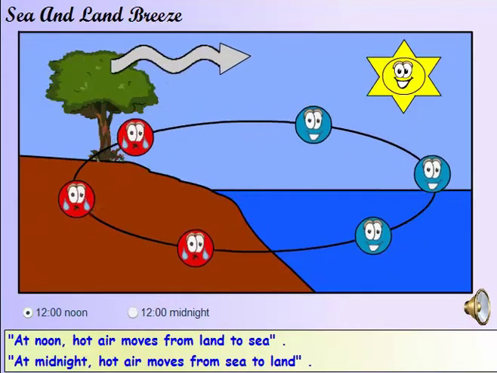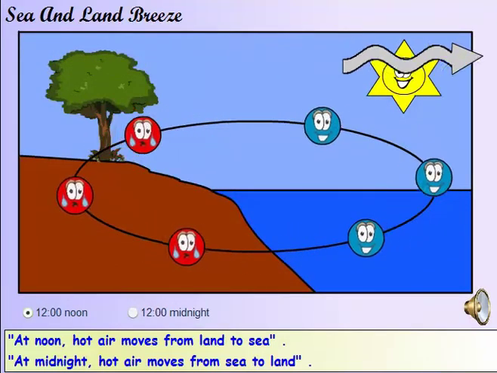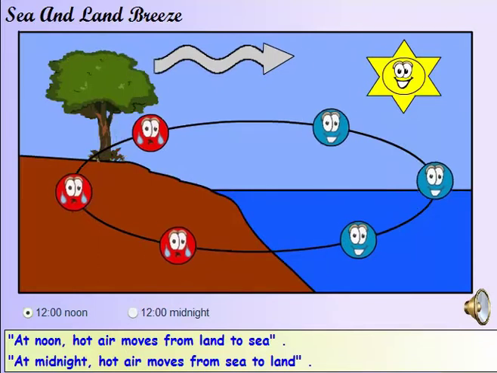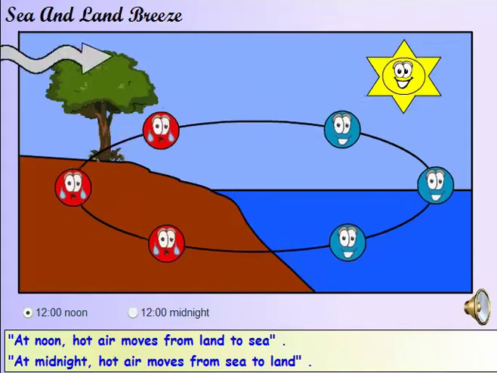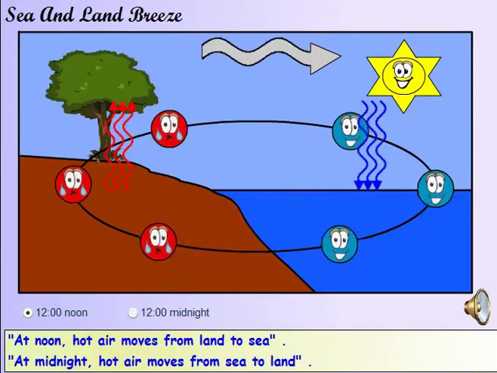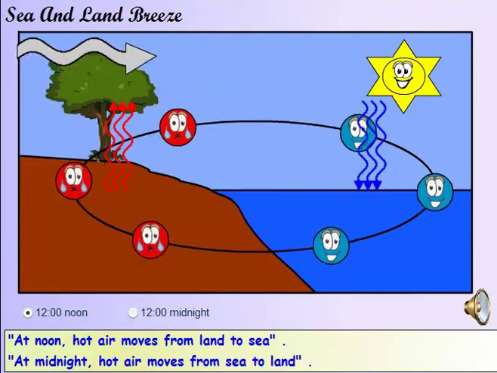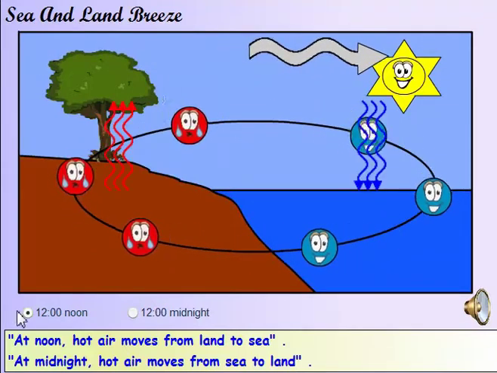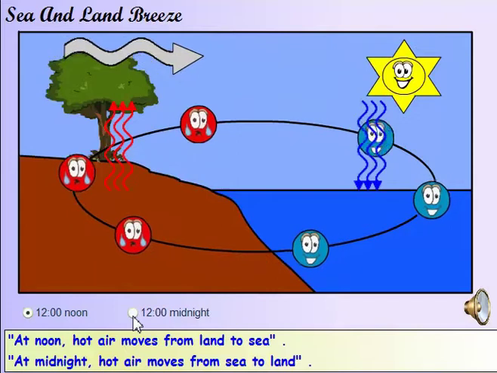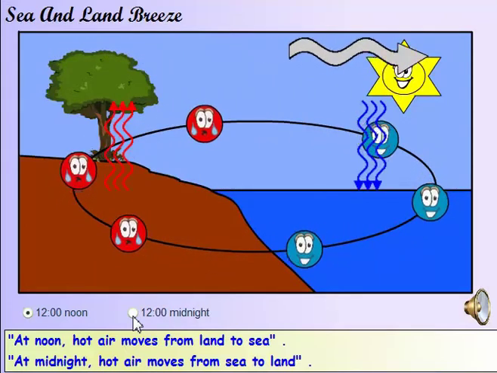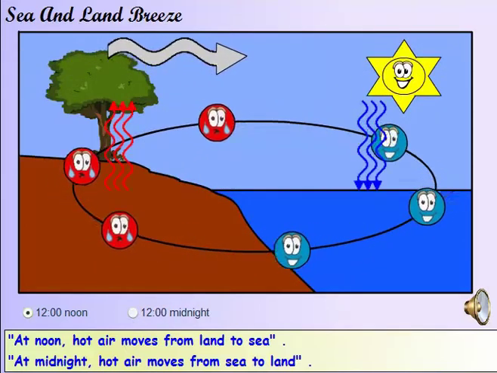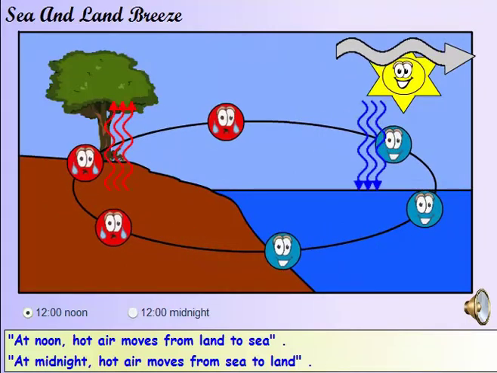The land gets more heated than the sea and cools faster than the sea. This is because the specific heat capacity of water is very high. In the afternoons, the land gets heated much more than the sea. The warm air on the land rises, and the cool air takes its place. This sets up a sea breeze.